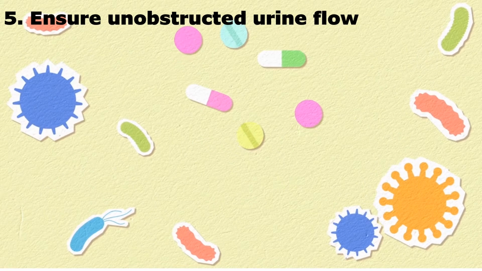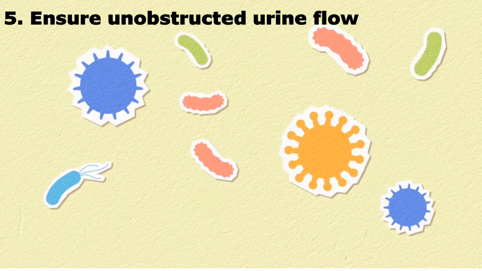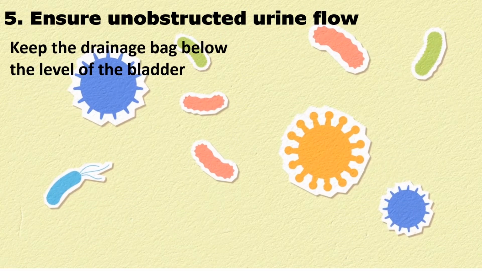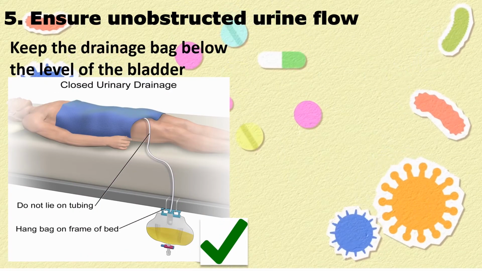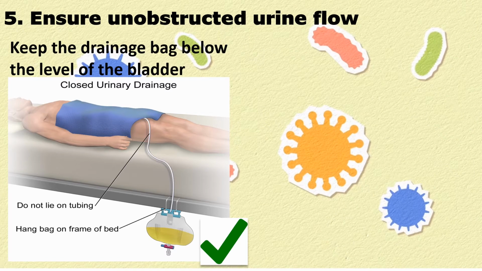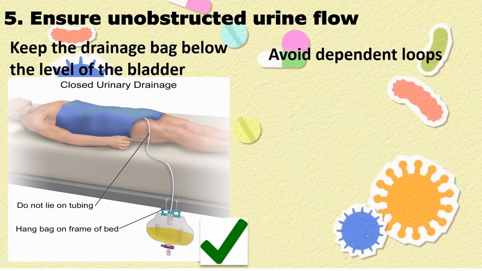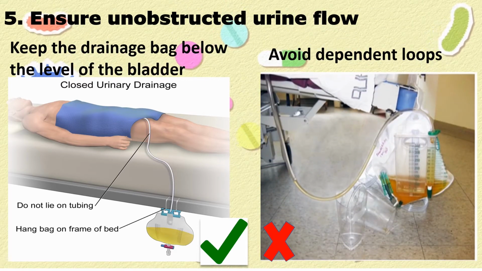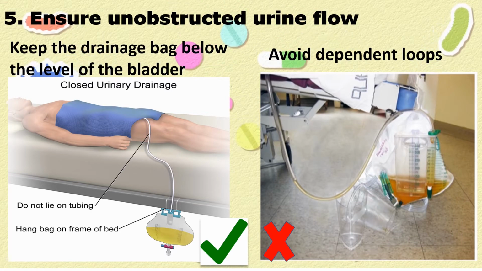The fifth element of the enhanced CAUTI prevention bundle is to ensure unobstructed urine flow. And to do this, we have to keep the drainage bag below the level of the bladder. This will help keep urine from flowing back into the bladder. Next, we also have to avoid dependent loops. Dependent loops in the urine drainage system can generate back pressure on the bladder that interferes with bladder emptying.